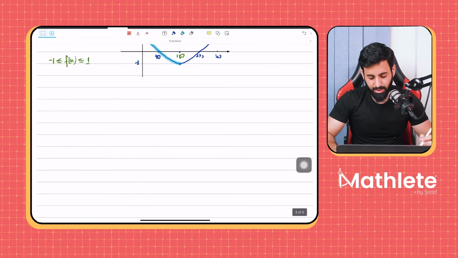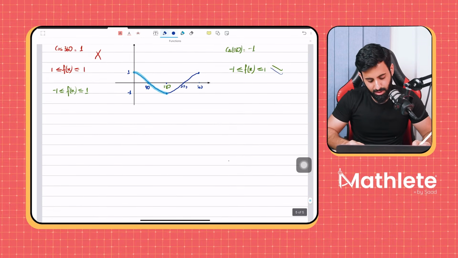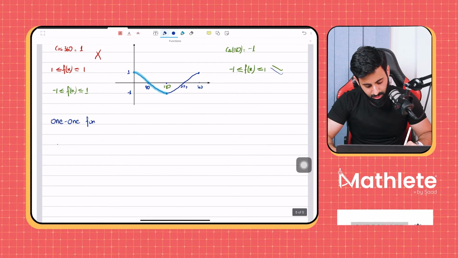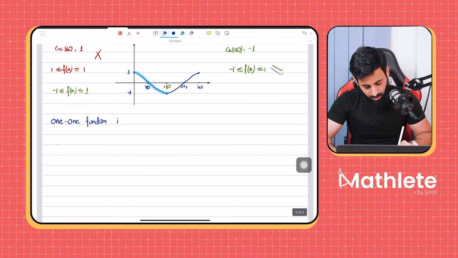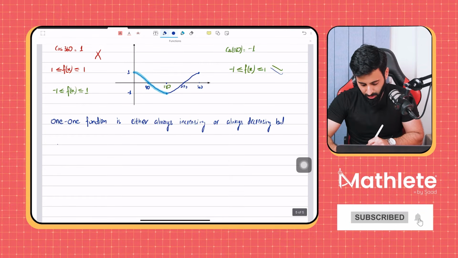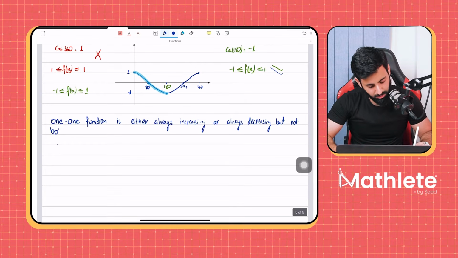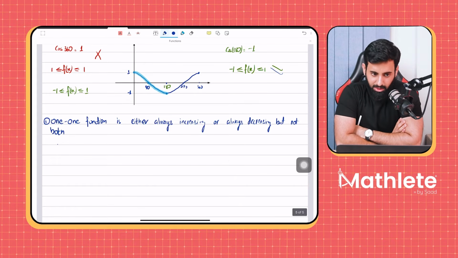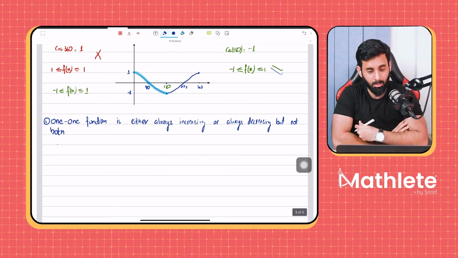Acha, now whatever I said earlier, let's just write it down. So a one-to-one function is either always increasing or always decreasing, but not both. Okay? So note number one. A one-to-one function is either going to be an always increasing function or an always decreasing function, but never both.